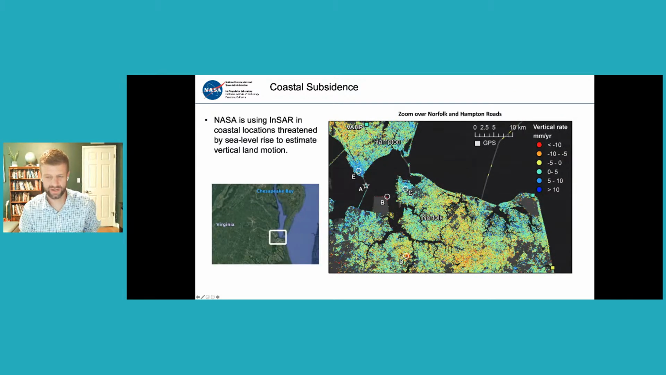But we have done an analysis for one particular location. So this is on the east coast of the United States, Norfolk, Virginia, looking at the Chesapeake Bay region. Each of these little speckles is a measurement of vertical land motion. And you can see some larger scale features. So you see the subsidence in red on broad scales. But then there are other locations where you're actually seeing some uplift, right?